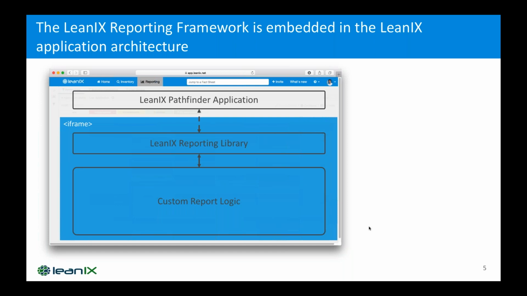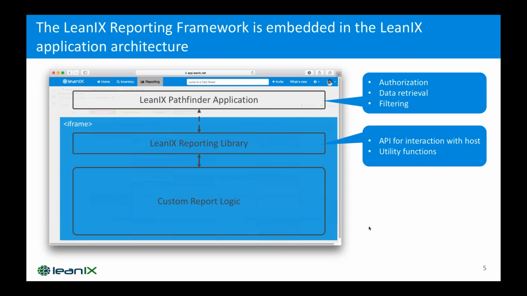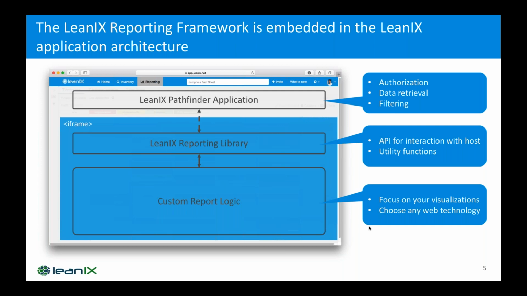So let's look at the responsibilities of each of these parts. The first part is the Pathfinder application, which takes care of authorization, the actual data retrieval from the backend with GraphQL, and also takes care of the filtering. The LeanIX reporting library, which is provided by us, allows you to easily talk to the host. It provides an API for the interaction with the host and some utility functionalities like formatting of numbers, currency or dates. And then finally, there is the custom report logic where you can focus on your visualization and use any web technology that you want for your report.